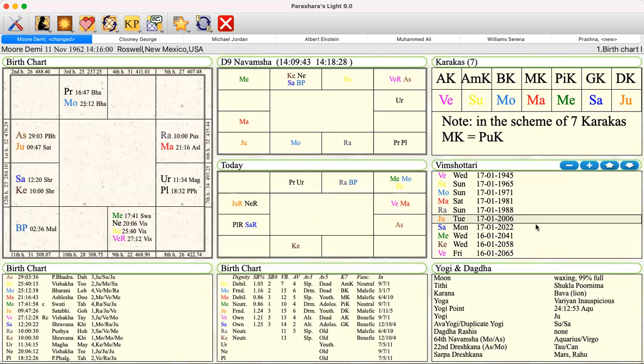But then she goes into Mercury and Ketu. Mercury and Ketu dashas will be fantastic for her. So yeah, that's always a good one to bear in mind. Right, let's have a look.